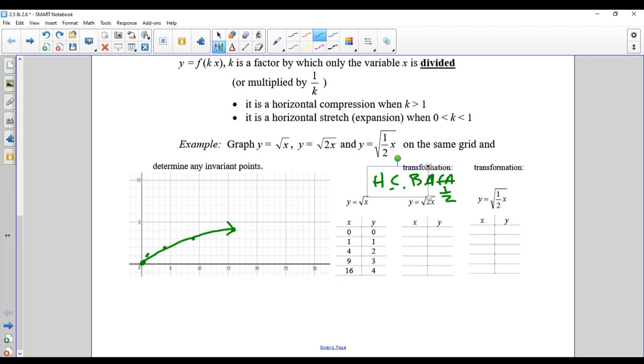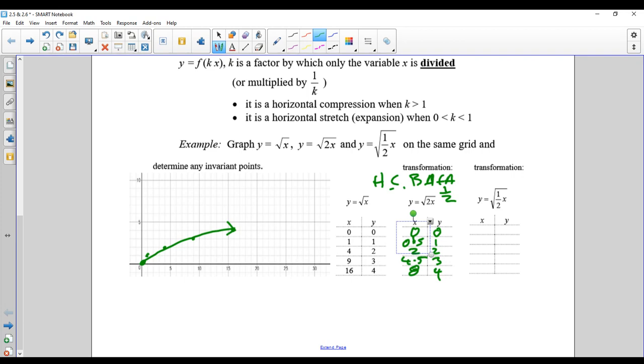I can go ahead and put all my y's back right now: 0, 1, 2, 3, and 4. Those are not going anywhere. Those are the same. But now, each of my x values get chopped in half. So 0 is still 0. Half of 0 is still 0. Half of 1, though, is a half. I put 0.5. Half of 4, of course, is 2. Half of 9 is 4.5. And half of 16 is 8.